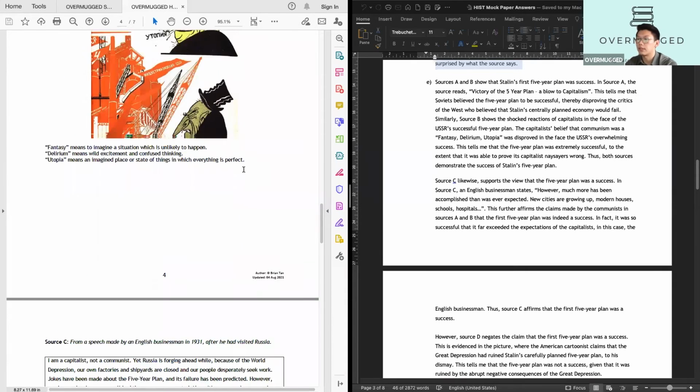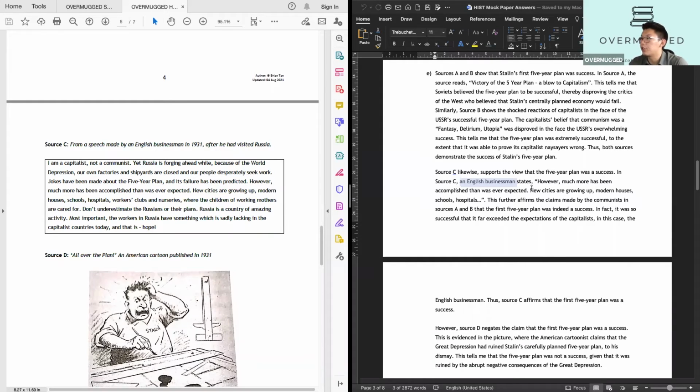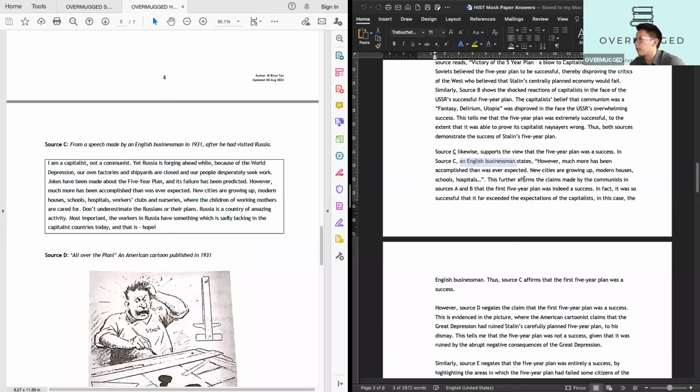And then we move on to source C. So source C likewise supports the view that it was a success. If you look at my writing here, instead of just quoting source C, I bring in the context of the source as well. So I state here, in source C, an English businessman states. This will help you further your analysis later on as you review your answer and realize that this is coming from a particular point of view, while this is coming from another particular point of view. You can read the reasons why the 5-year plan was a success, why it supports the view. It is quite self-explanatory. So later on, when I publish the answers, you can go and take a look at it yourself.